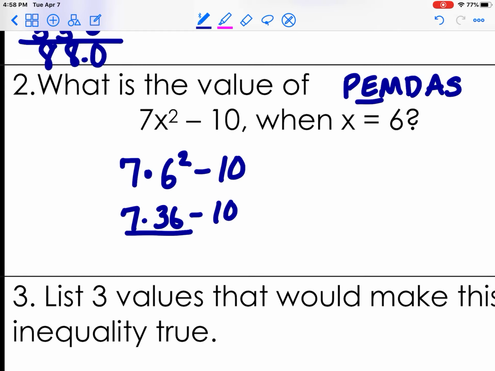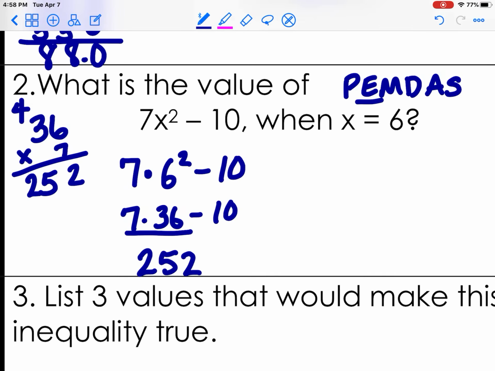7 times 36. I don't know my 36s, so I'm going to come over here and multiply 36 times 7. 7 times 6 is 42. 7 times 3 is 21, and 21 plus 4 is 25. So this is 252. Don't forget to subtract that 10. Minus 10, your answer here, 242.